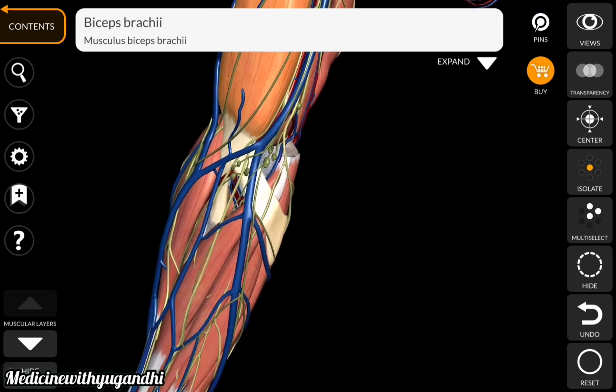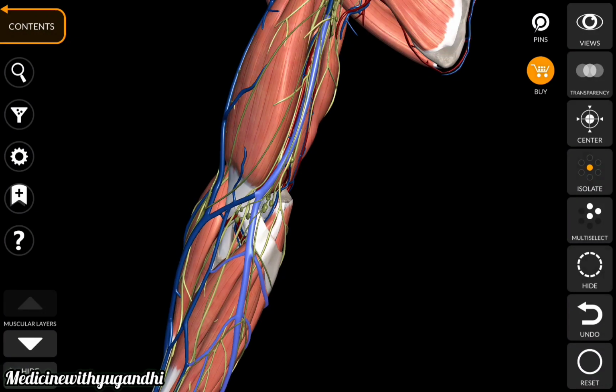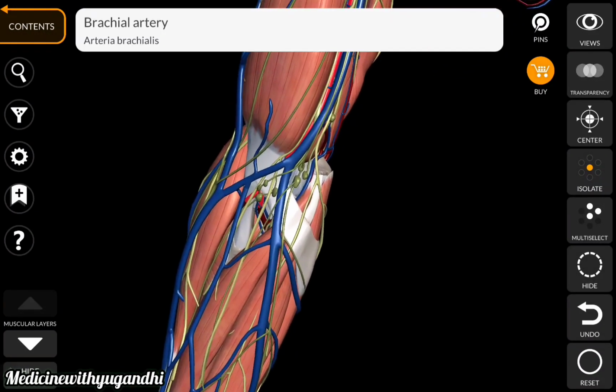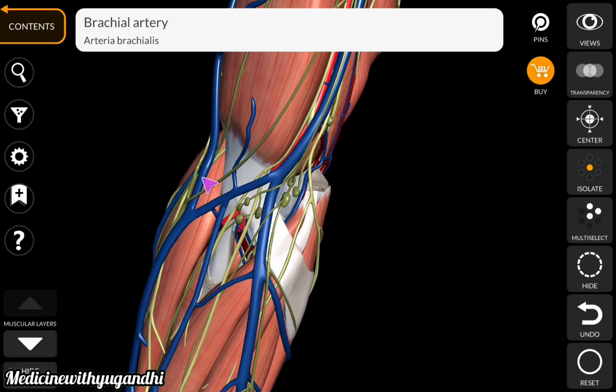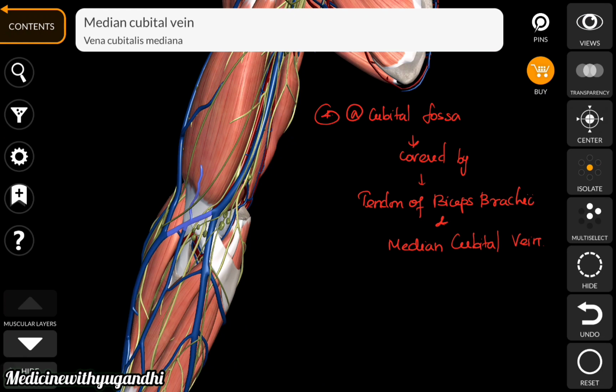Coming to the next relation. See, this is the brachial artery, and at the cubital fossa it is covered by the tendon of the biceps brachii as well as by the median cubital vein. Again I am repeating, at the cubital fossa, the brachial artery is covered by the tendon of the biceps brachii as well as by the median cubital vein.